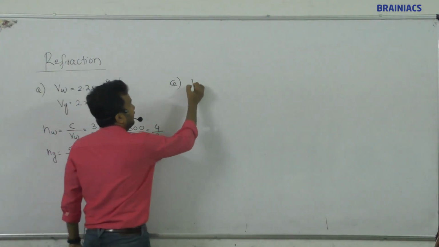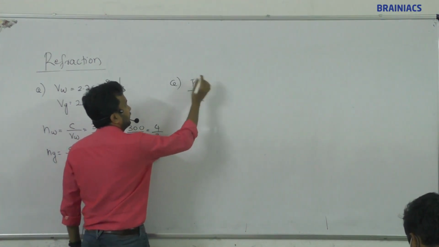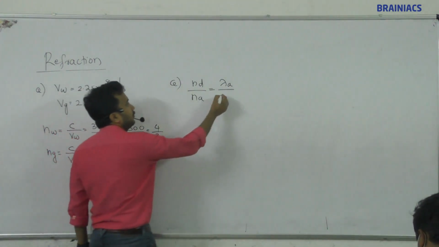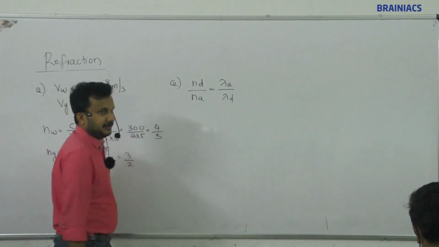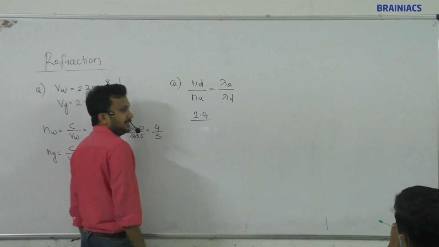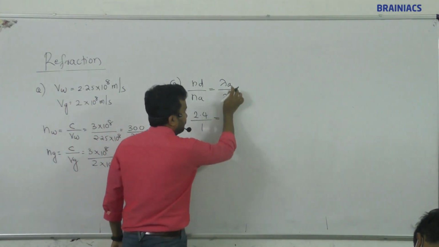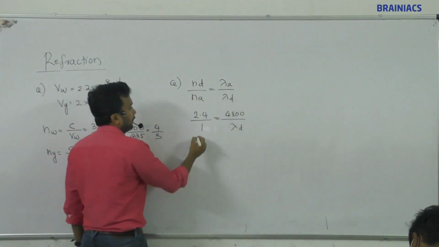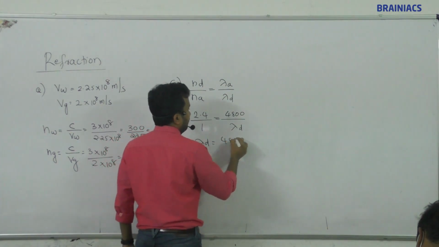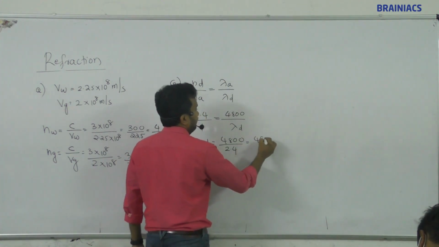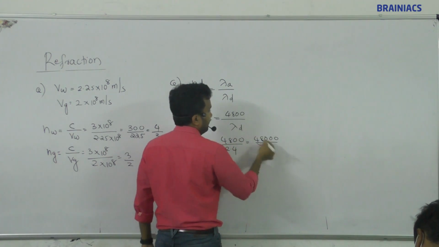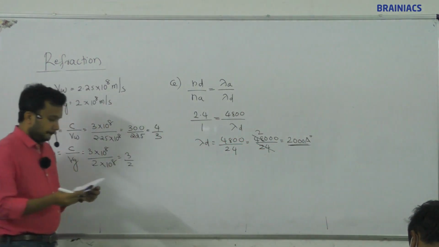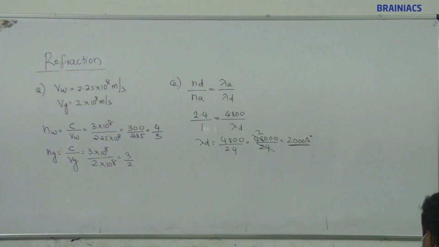What is the formula? Refractive index of diamond divided by refractive index of air is equal to, how I can write as, wavelength of air over wavelength of diamond, inverse relation, opposite on both sides. What is the refractive index of diamond? Refractive index of air is 1. The wavelength in air is 4800 angstrom. So wavelength in diamond, lambda d, is 4800 divided by 2.4. So 4, 8, cancel 2. The answer becomes 2000 angstrom.